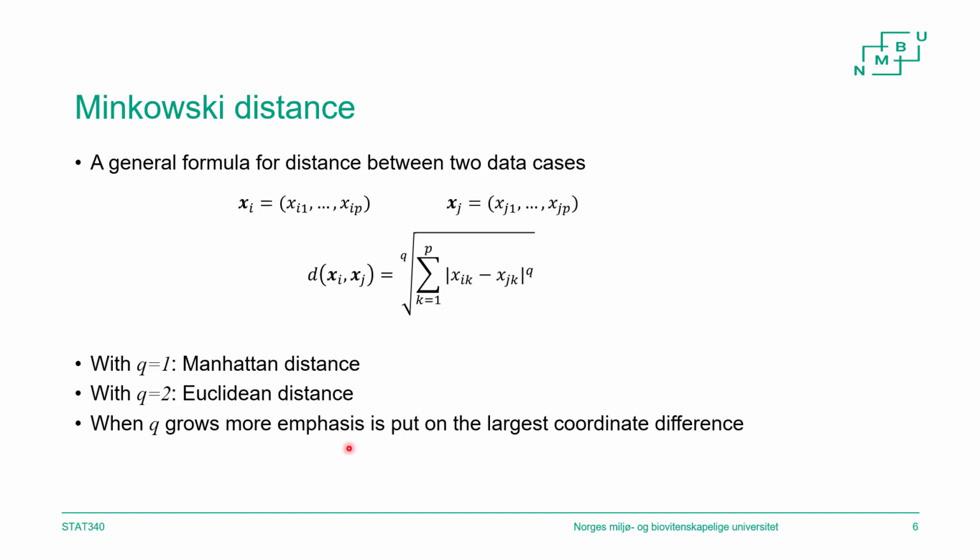When q grows and gets bigger than 2 or much bigger than 2, you put more and more emphasis on the largest coordinate difference. So if you think of q growing to infinity, that has a name of its own, and that's called the maximum distance. It's a strange name because it's not the biggest distance possible. It's maximum because then you look for the maximum of the coordinate differences. So the distance between two rows is simply the distance between the two most different columns.